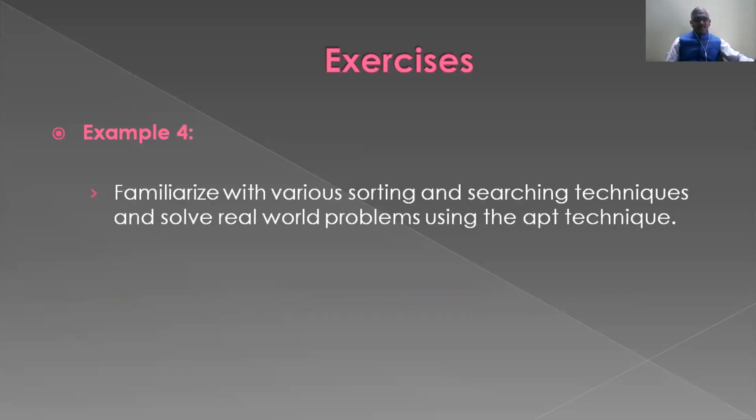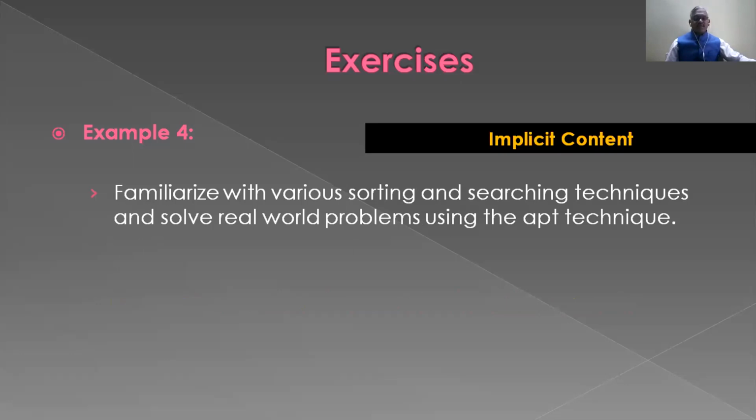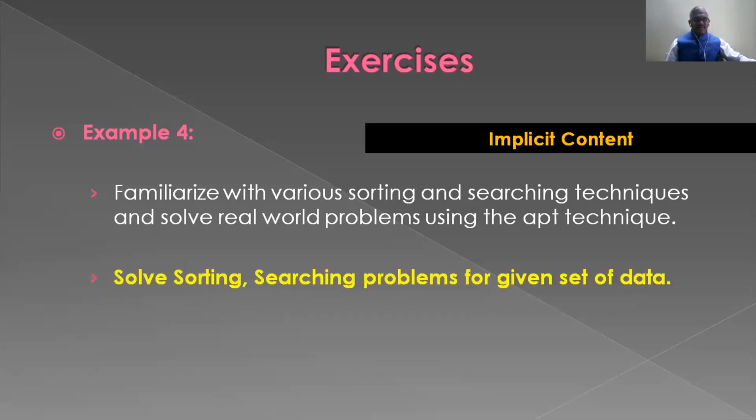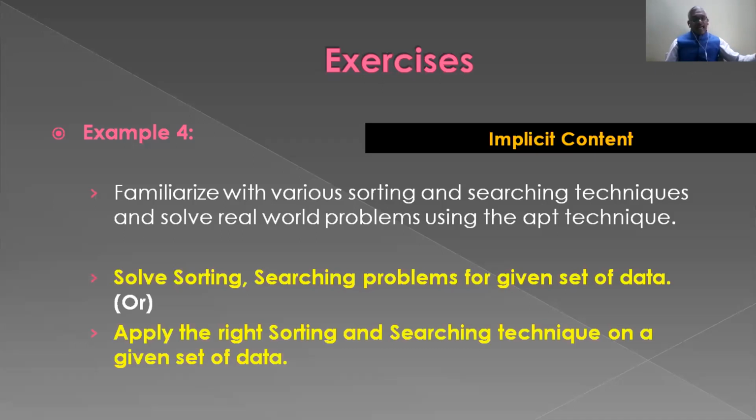Now, let's look at this one. Familiarize with various sorting and searching techniques and solve real world problems using the apt technique. There are multiple problems with this course outcome. The first thing is implicit content. If you are applying sorting and searching techniques, it is implicit that you are familiar with those techniques. So the right way of writing is: solve sorting and searching problems for a given set of data. I hope you are able to understand what I'm saying. Or you also can write, apply the right sorting and searching technique on a given set of data. You also can write like this.